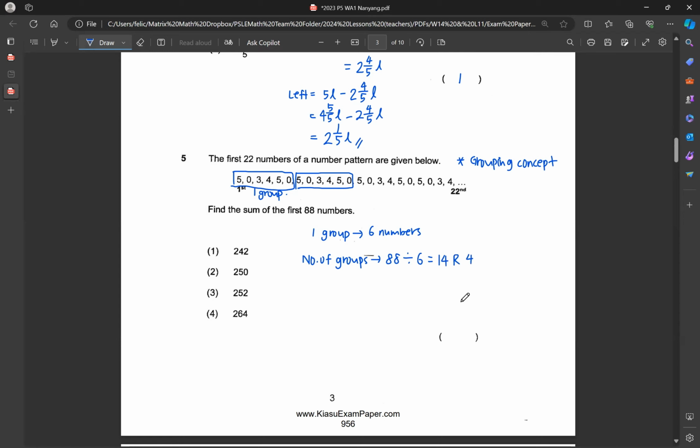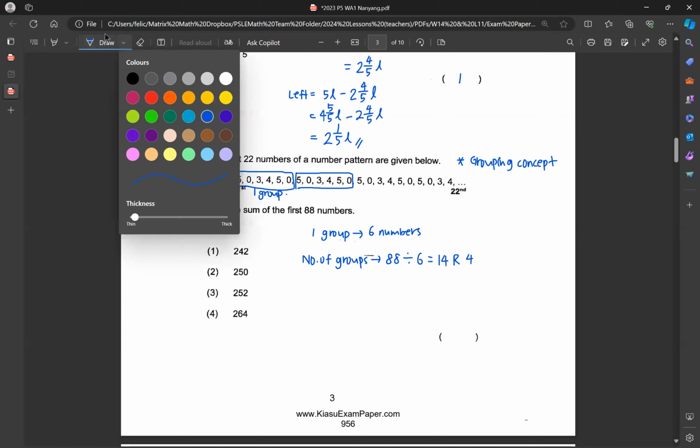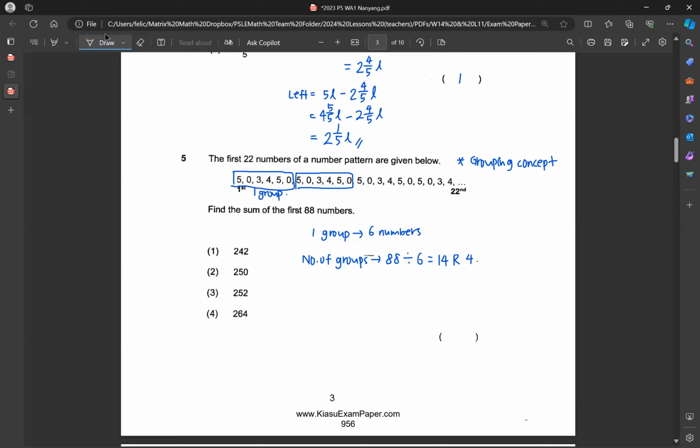That means there will be 14 of such groups, one after another, 14 groups placed beside each other, whereas the remainder 4 is actually referring to the remainder 4 numbers. I'm just going to write that down. These are the remainder 4 numbers after the existence of 14 groups. Basically, it's the first 4 numbers in line after the 14 groups have been placed.